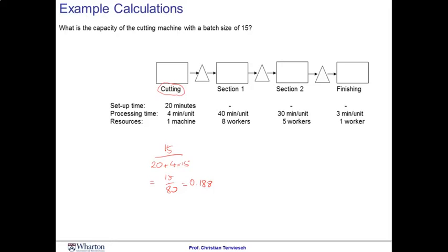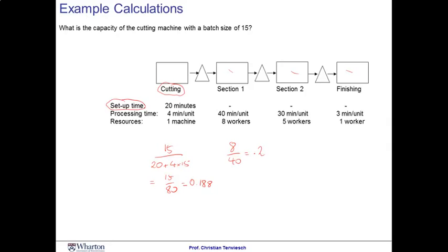Notice that the cutting step is the only resource here in the process that requires a setup time. For this reason, the fact that this is a batch operation is not relevant when we calculate the various capacity levels at the assembly steps over here, and then finally at finishing. Here we calculate the capacity just as we did in the cases before. We define capacity as the number of workers divided by the processing time. 8 divided by 40 is equal to 0.2.